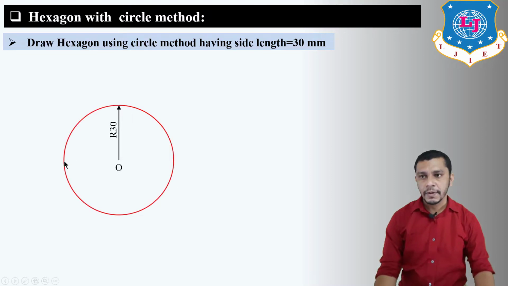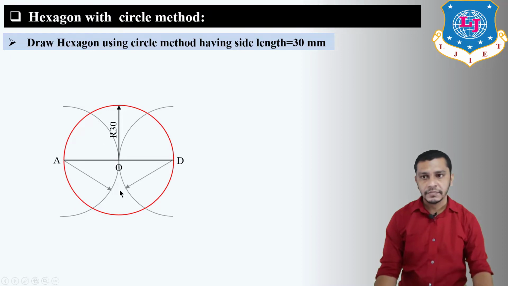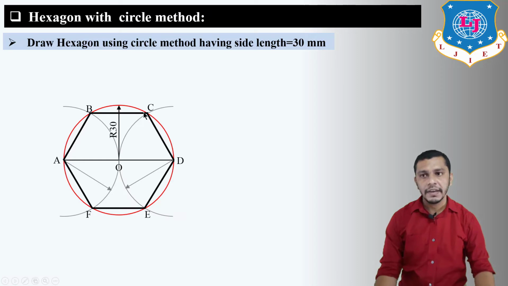After drawing the circle, first of all mark one diameter of the circle named AD. Now from A as a center and radius equal to A to O, give an arc, 1. Now center at D, radius equal to D to O, give another arc, and mark the intersection points of these arcs with the circle. So these points will be B, C, E and F. Connect AB, BC, CD, DE, EF and FA. You will get the hexagon having side length 30 mm.